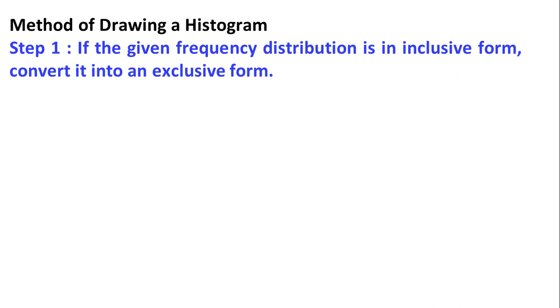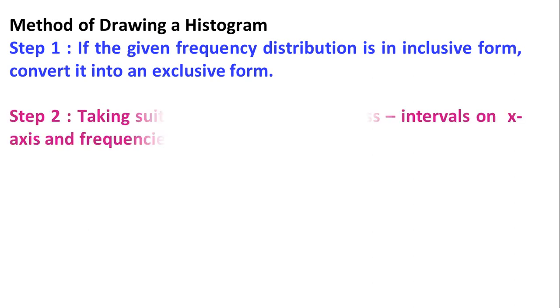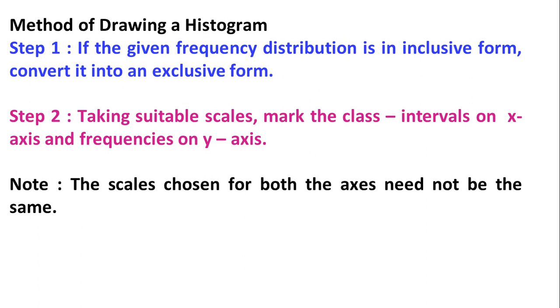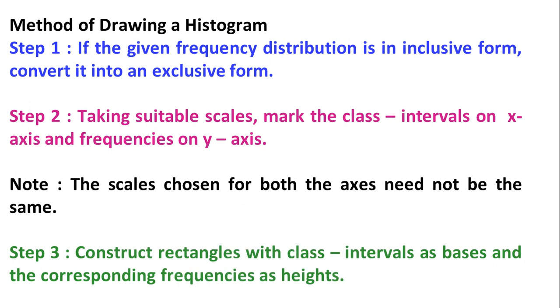First step is, if the given frequency distribution is in inclusive form, it has to be converted into an exclusive form. In the second step, taking suitable scales, marking should be done on the x-axis and y-axis. Mark the class intervals on the x-axis and the frequencies on the y-axis. Make a note of it, children. The scales chosen for both the axes need not be the same. In the third step, construct the rectangles with class intervals as bases and the corresponding frequencies as heights. Keeping these three steps in mind, let us solve the problems of exercise 23.